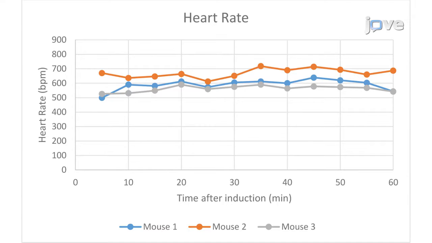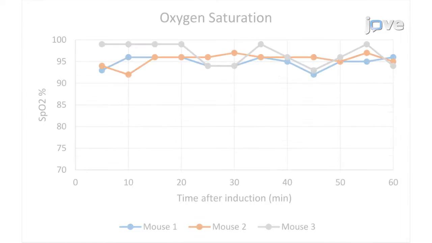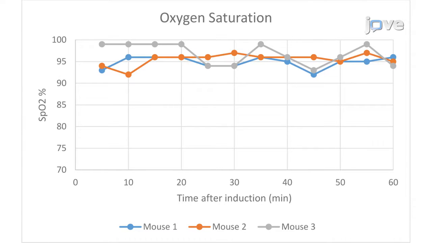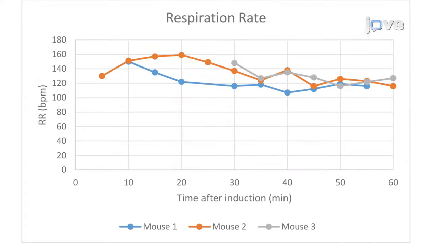The animals' heart rates remained relatively stable and consistent through the maintenance period. This figure shows oxygen saturation levels of the 3 mice over the same time period. Finally, the respiration rate of the mice in breaths per minute between 5 and 60 minutes after induction with the digital low-flow anesthesia system is shown here.